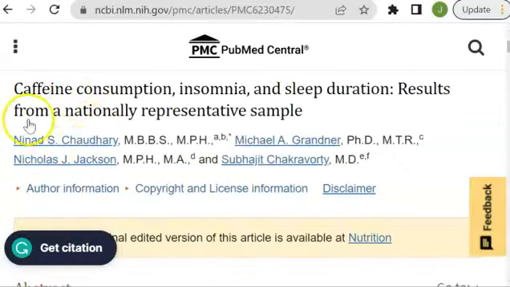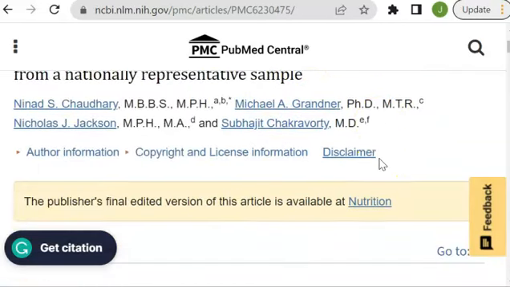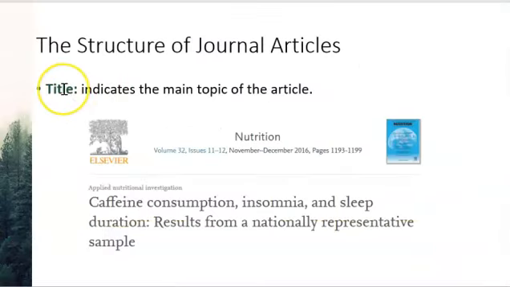In the notes for this course, I did provide a link to this article on caffeine consumption, insomnia, and sleep duration. It is an interesting example on if consuming caffeine actually influences your sleep. The first thing you always start with for every journal article is the title. So that is the title of this journal article that we're going to look at together.